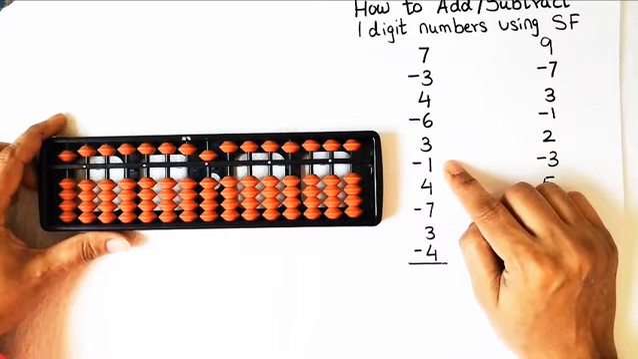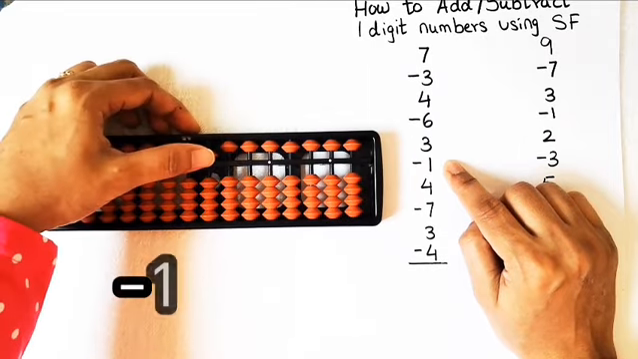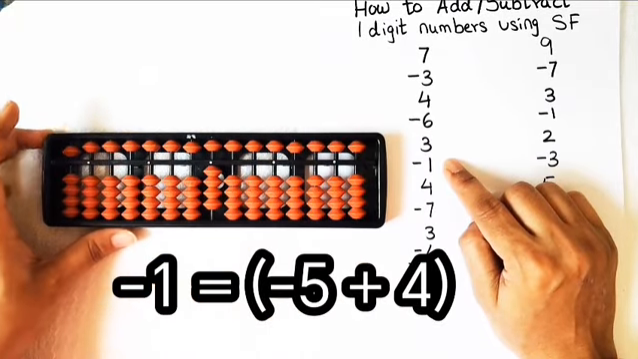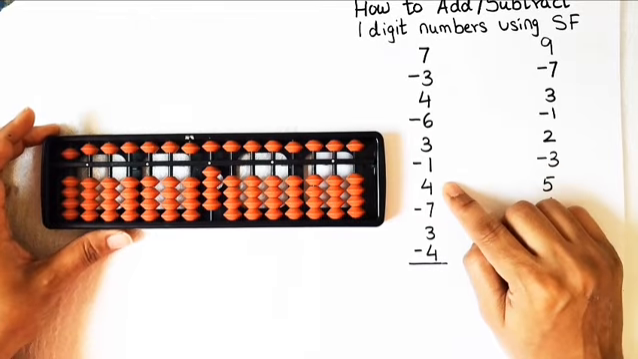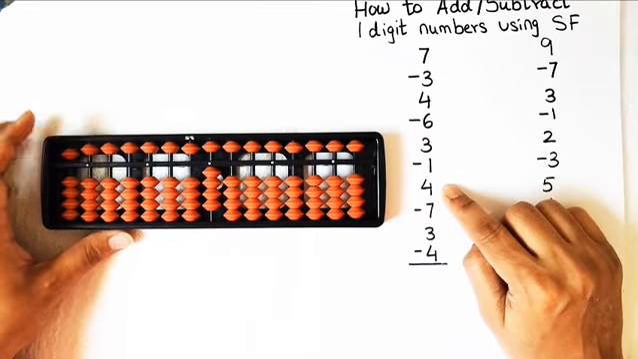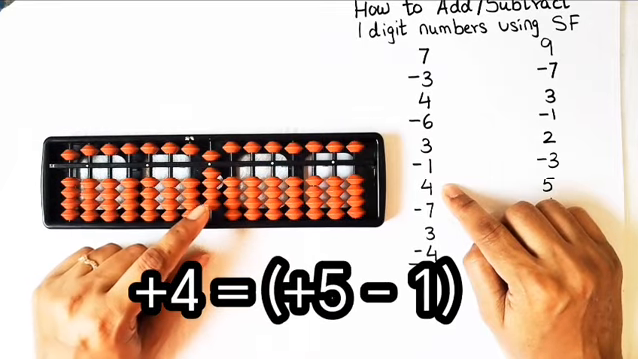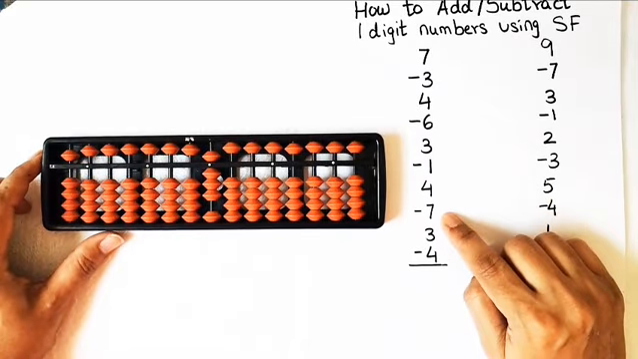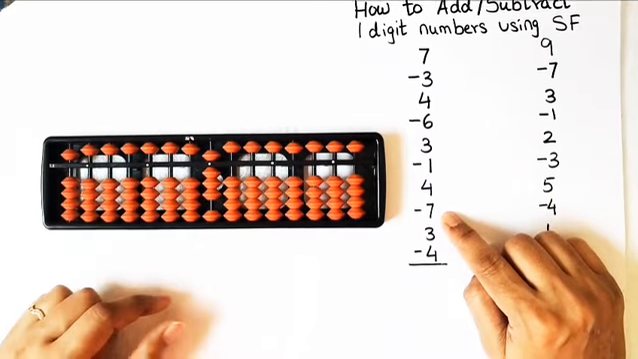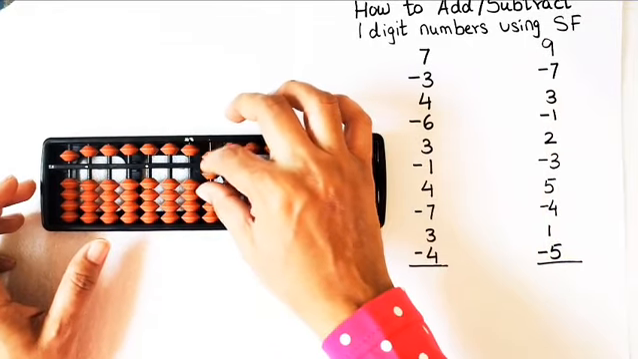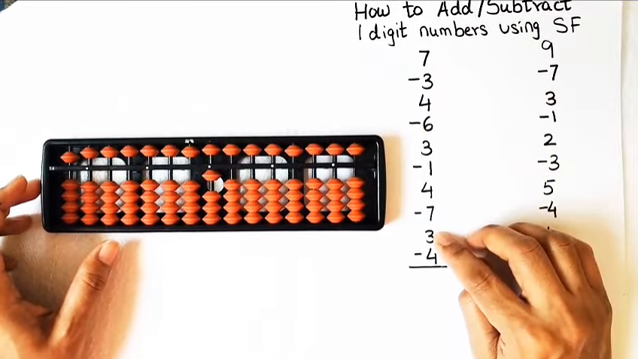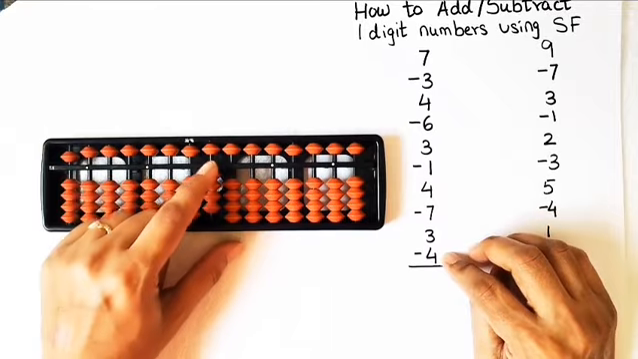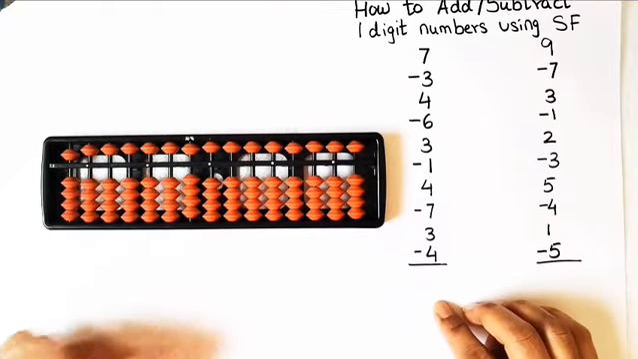Less 1. How do I less 1? Less the boss 5 and add 1's friend, that is 4. Add 4. Add the 5 and less the friend of 4, that is 1. Less 7. Now we can directly do less 7 here. Add 3. I add 3 here and less 4. So my answer is 0.